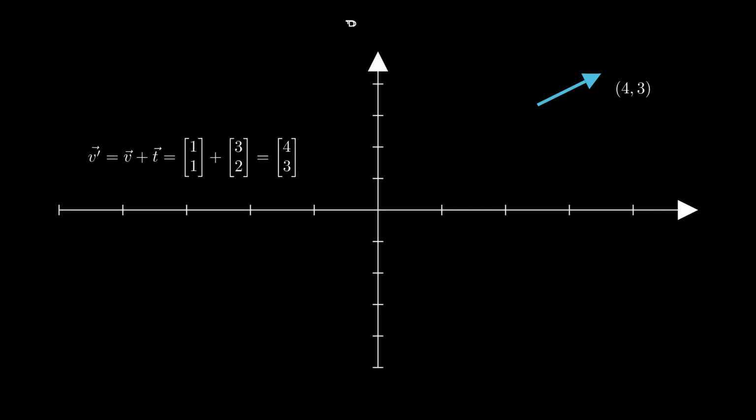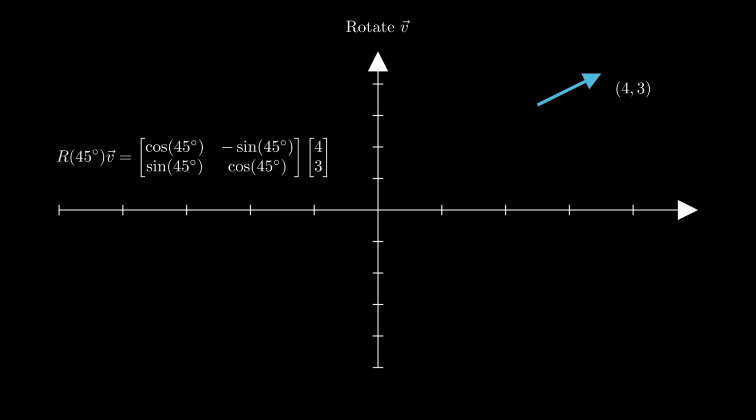Now let's say we want to rotate our vector 45 degrees to the left, counterclockwise. We can do this by multiplying our visualized vector 4, 3 by the rotational vector shown on screen. This rotates the vector 45 degrees counterclockwise as intended.